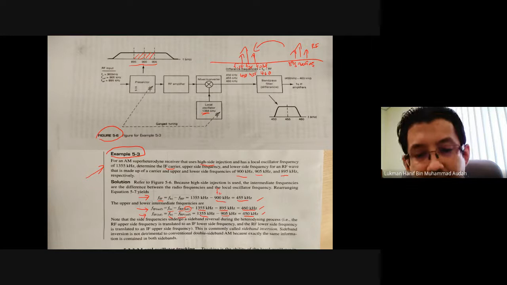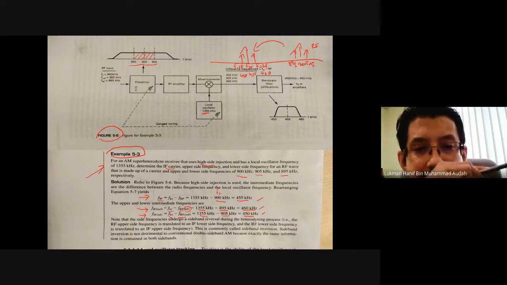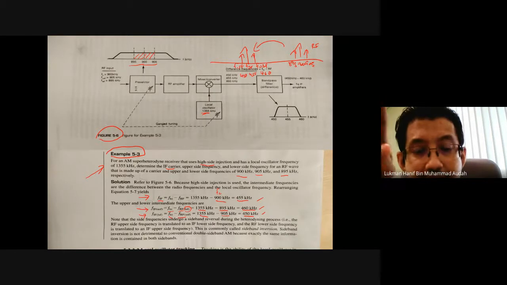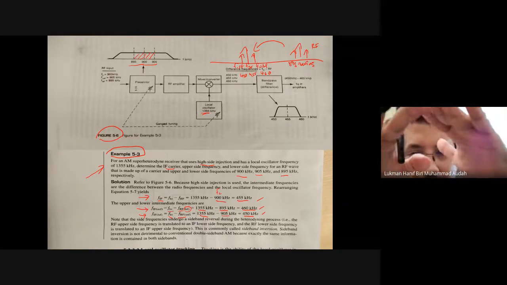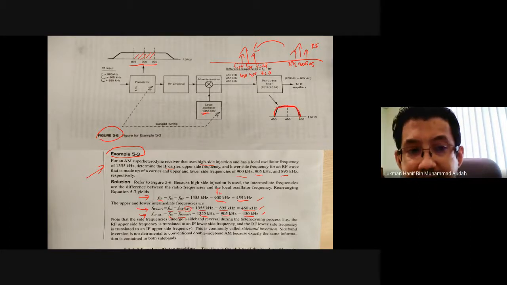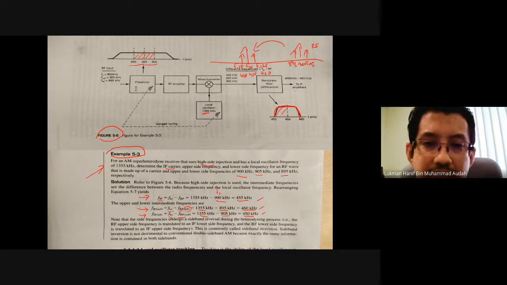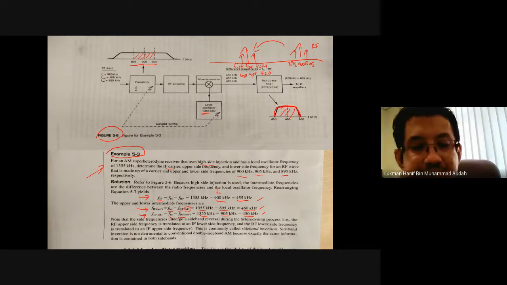So do you have question about this? Anybody want to ask question? So after the mixer converter down convert to IF, it passed through the band pass filter to select these frequencies. Dia akan select yang ini. And then we get the output.